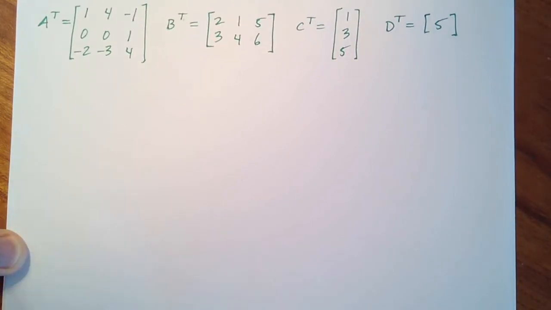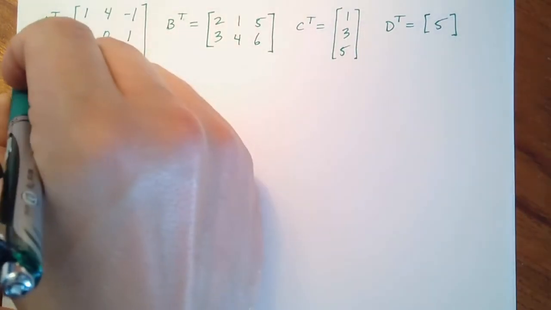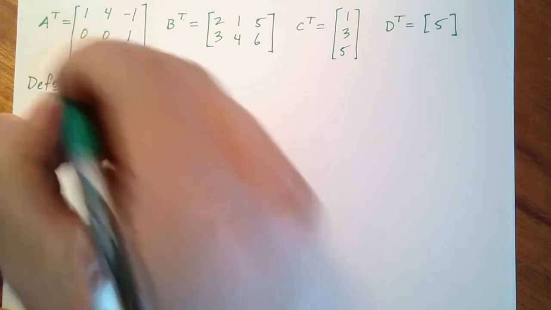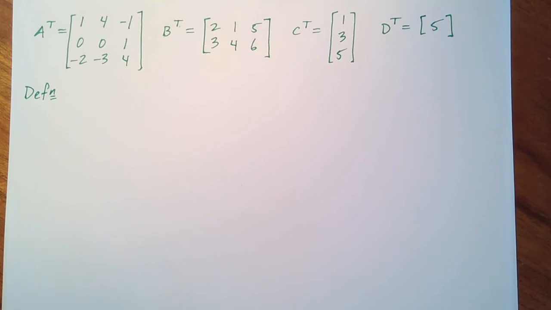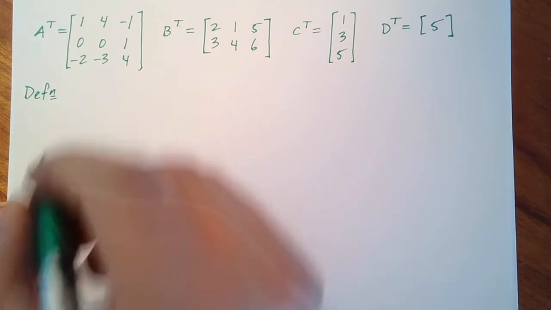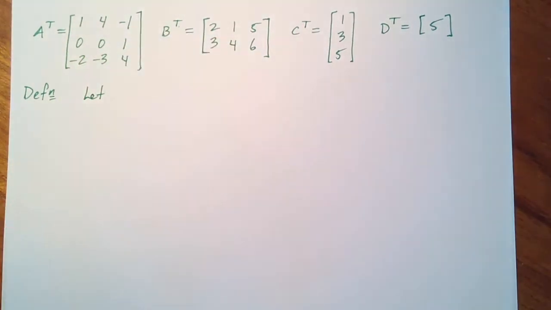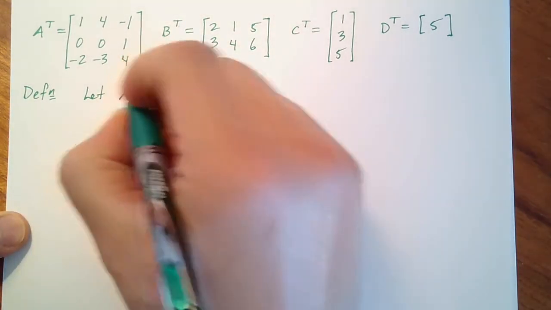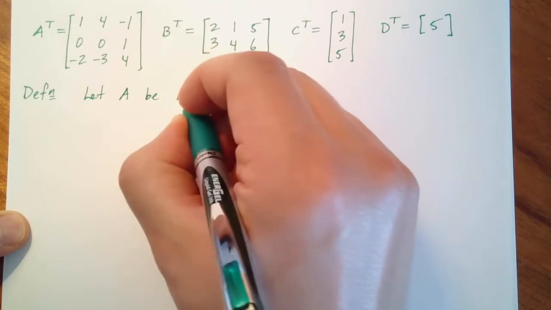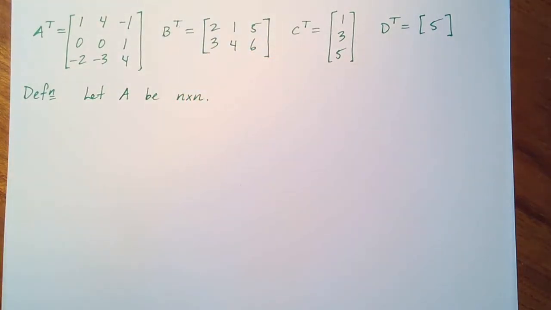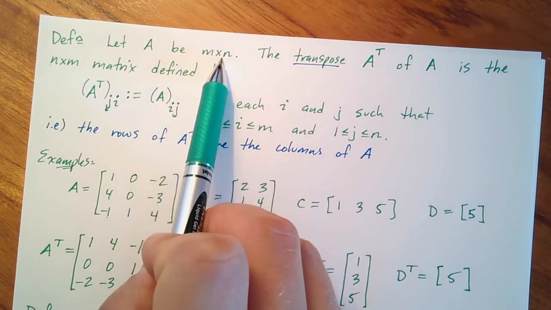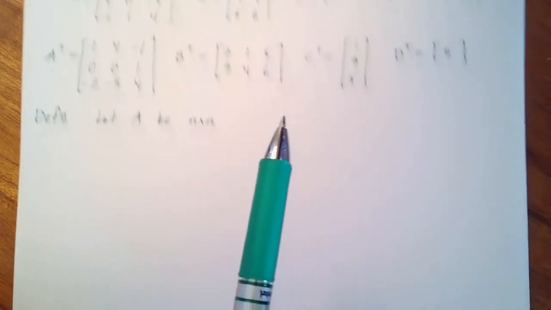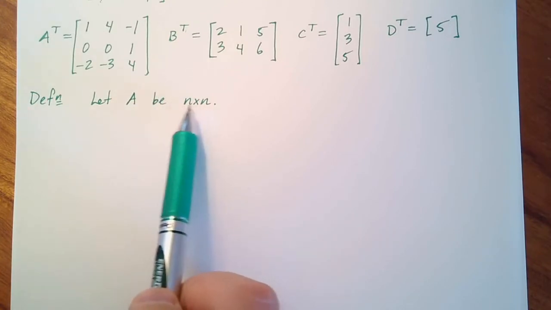I'm going to add one more definition, and then that will conclude this section. And this definition requires us to start with a square matrix. So what is a square matrix exactly? Well, it's a matrix that has the same number of rows as it does columns. So let A be n by n. Quite often I'll start by saying let A be m by n if I want to state a general setting for a matrix.